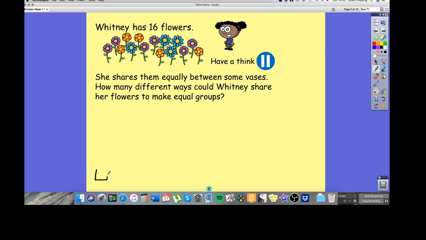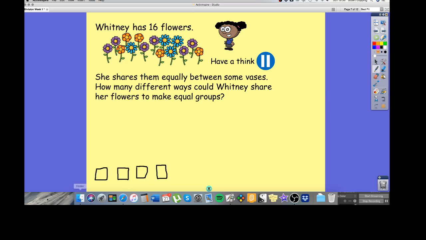Okay, could they all fit in one vase? Well, yes. Could they fit into 2 vases? Maybe. 3 vases? You can try it. Try putting it into 3 groups. Have a go at putting it into 4 groups. And keep going. I would say spend 5 minutes on this. Just see how many different ways you can split that 16. Okay? And then I will tell you the answer in a minute. So pause the video now.